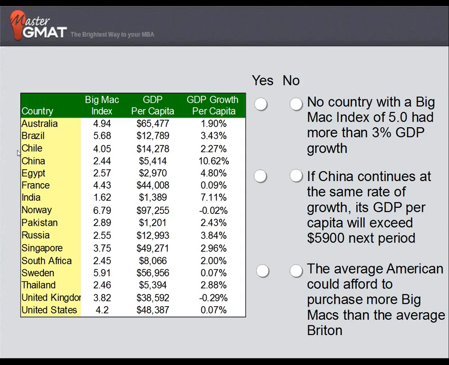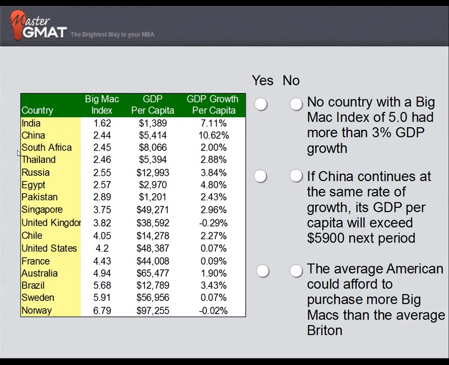Right now the table is sorted alphabetically by country name, but we could just as easily sort it by the price of a Big Mac. Let's sort it by Big Mac index right now. As you can see, a Big Mac costs as little as $1.62 in India, but it costs as much as $6.79 in Norway. Wow, big difference, isn't it?